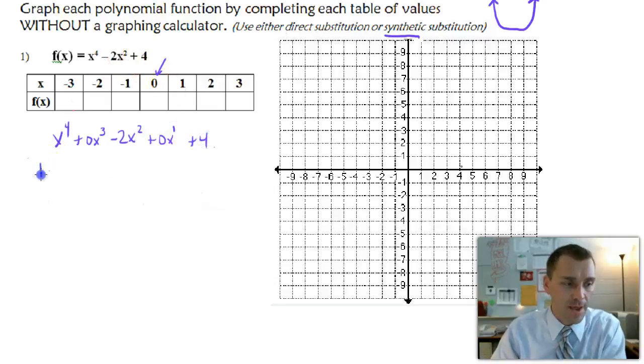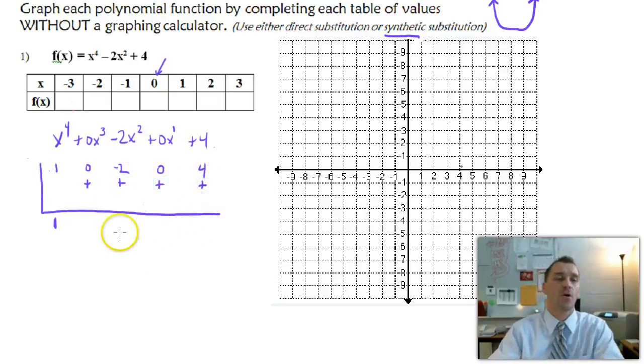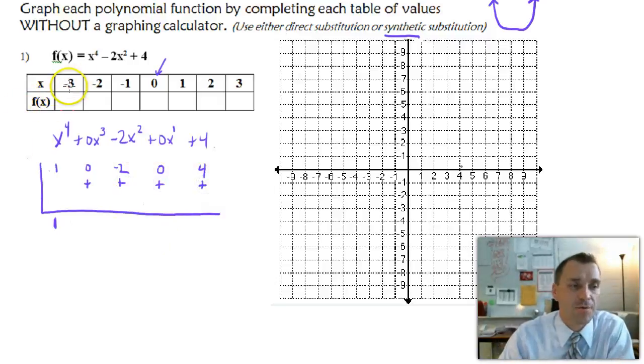So I will make my little chart for synthetic substitution. I'll put the coefficients. There's a 1, there's a 0, there's a negative 2, there's a 0, there's a 4. I'm going to pull this down right there and get it ready because that always is going to be 1. And then I'm going to add this to whatever I get here, add this to whatever I get underneath it, add. So there we go. We are ready to rock and roll and put the negative 3 in here and bounce it up, negative 2, negative 1, and bounce it up.